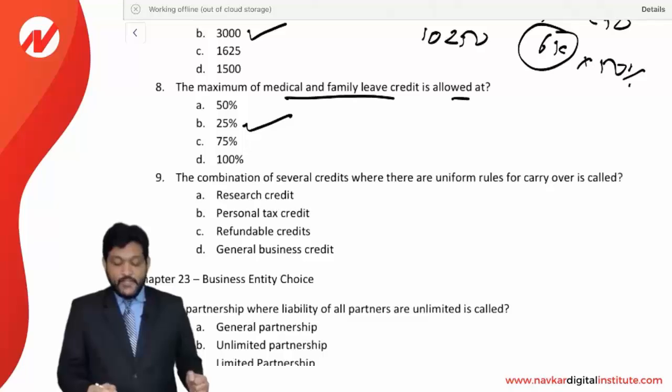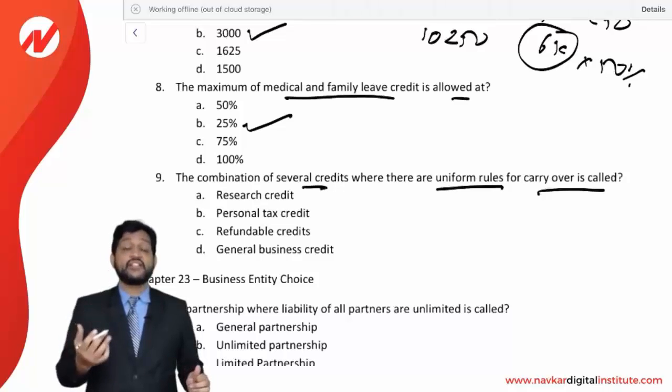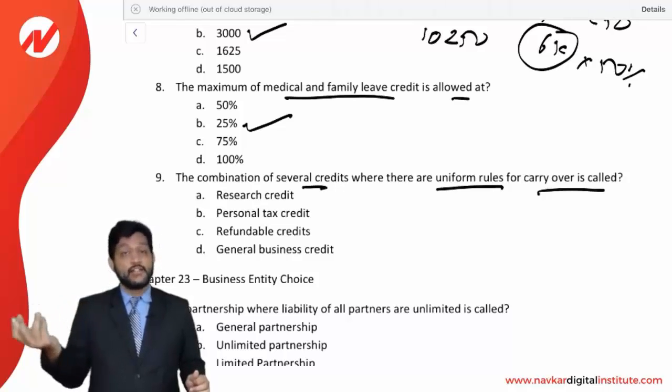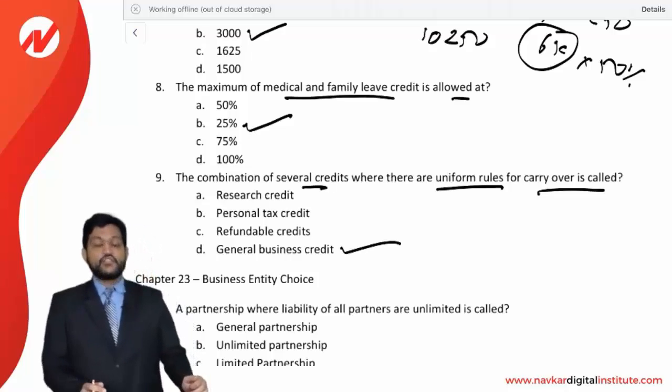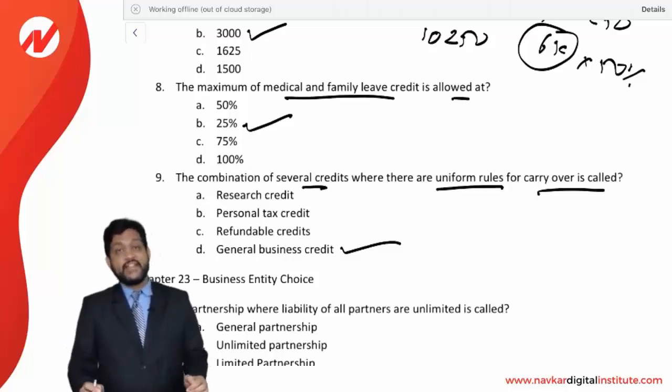The combination of several credits where there are uniform rules for carryover is called a general business credit. The combination of different credits with uniform rules is called a general business credit. So D is the correct option. So these were the MCQs for the tax credit chapter.